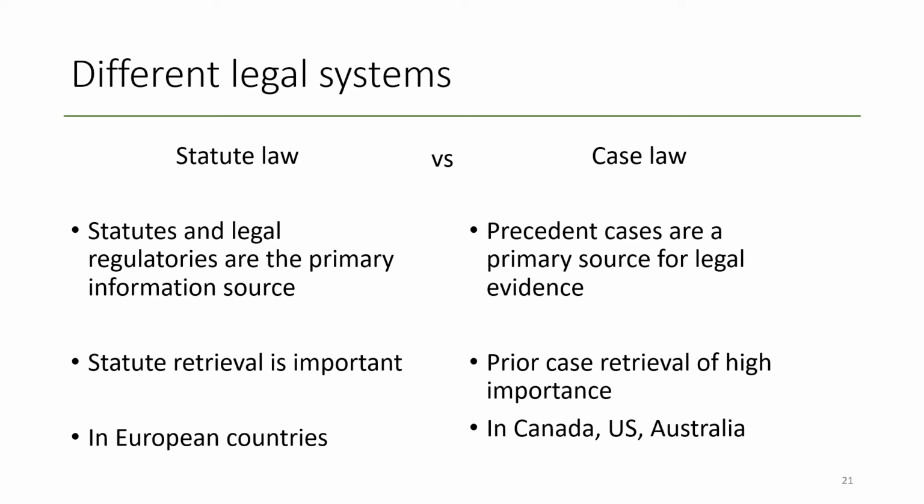And different to this system, there's the case law system, where precedent cases, so like prior cases which are already decided by court, are the primary source for legal evidence and not legal regulatories. So in those systems, it is really important to find all the prior cases to your case which you want to solve. And this system mainly is in Canada, in the US, or in Australia.